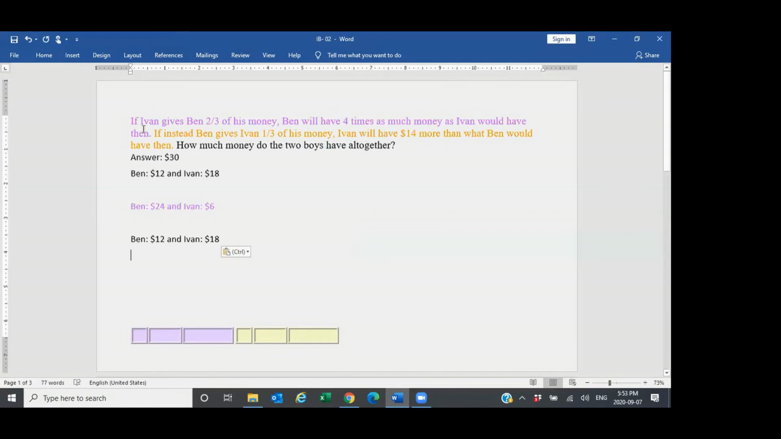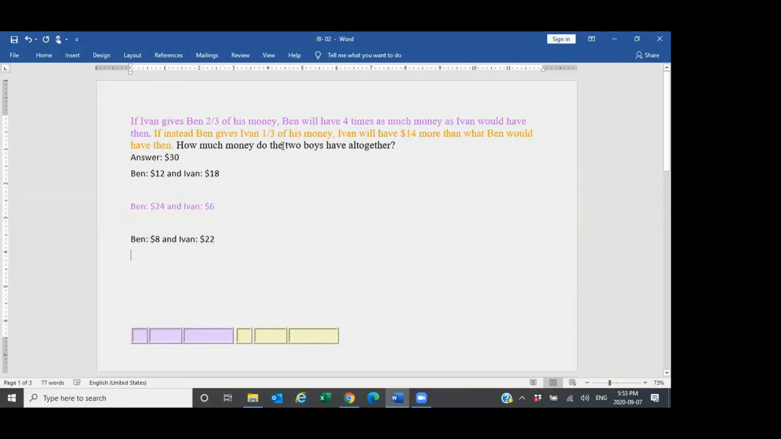Okay, so we have another one to test this statement. Right here, it says, if instead Ben gives Ivan 1/3 of his money, Ivan will have $14 more than what Ben would have then. Alright, so if Ben gives Ivan 1/3 of his money, we divide 12 by 3 parts. Each part would be $4. So that means he's giving $4 to Ivan. We'll take away $4 from 12 because he's giving that, and that equals 8. Ivan is receiving $4, so it's 18 plus 4, which is 22.